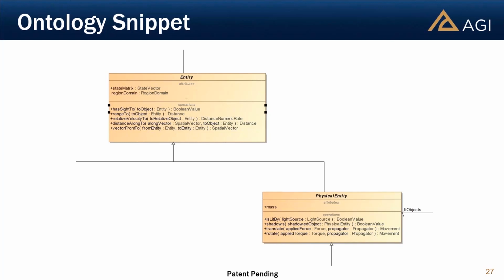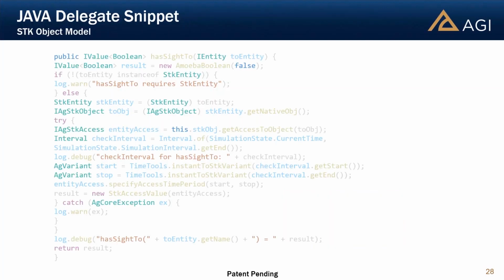So I'm going to focus us back up on has sight to. You can imagine, if I'm using has sight to as a statement on my state machines, what happens? This is a snippet of code using the STK object model to answer has sight to.